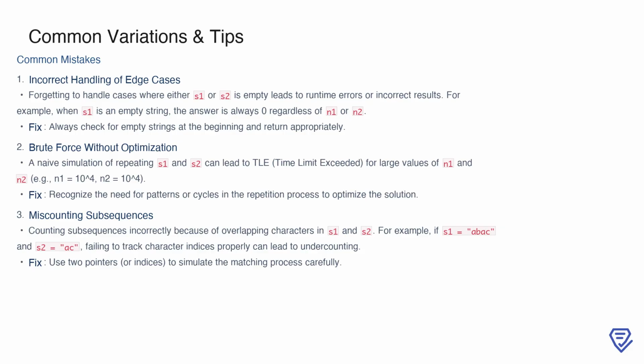Lastly, miscounting subsequences is a common pitfall when overlapping characters in S1 and S2 aren't carefully tracked. For example, with S1 equals ABAC and S2 equals AC, you might miss matches if you don't use a proper two-pointer approach or precise index tracking. A careful simulation of the matching process can help avoid this error.